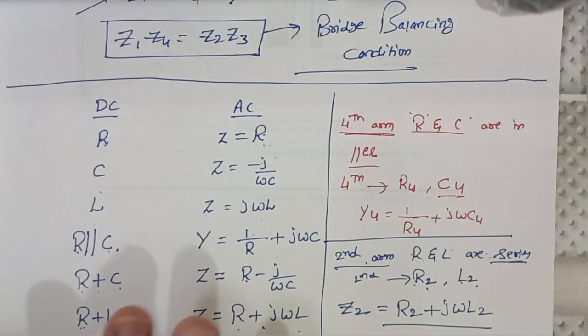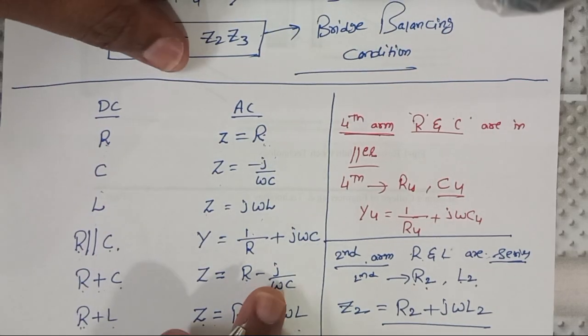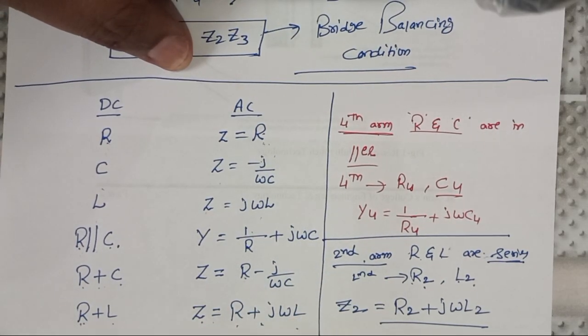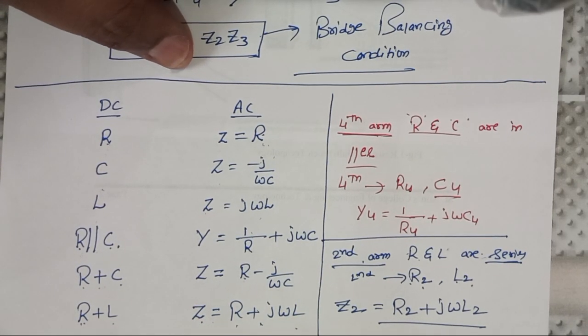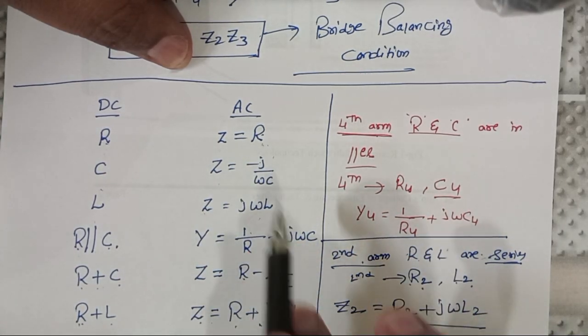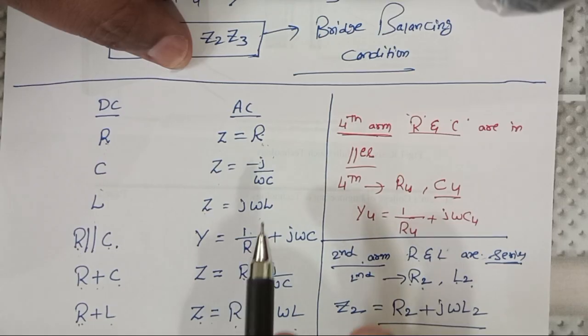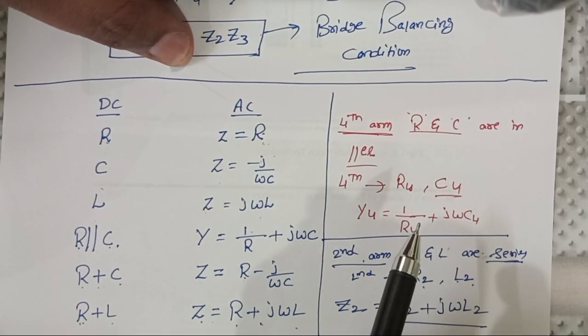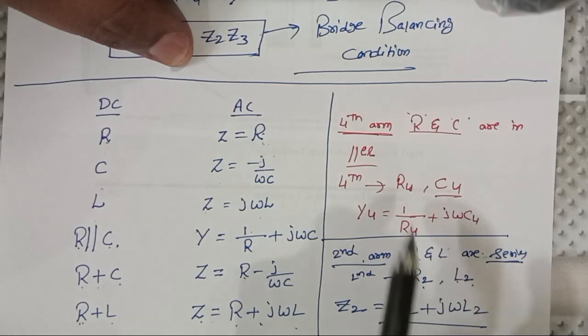Depending on the arm, the corresponding value has to be changed. Depending on the arm, we have to represent the corresponding values. It is very, very important while discussing all the AC bridges. Very important points.